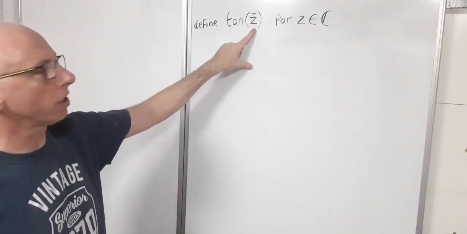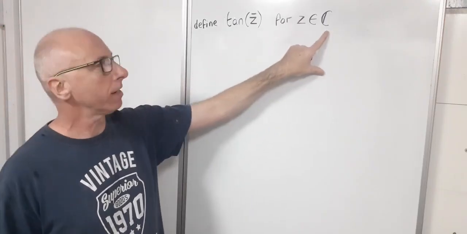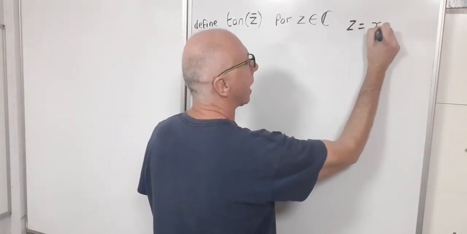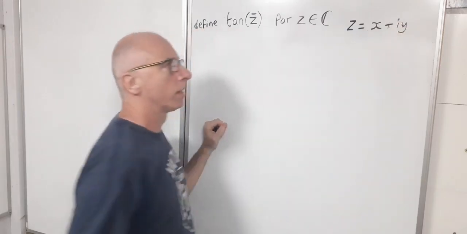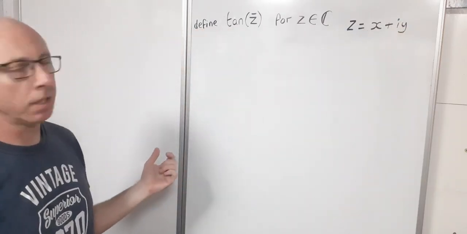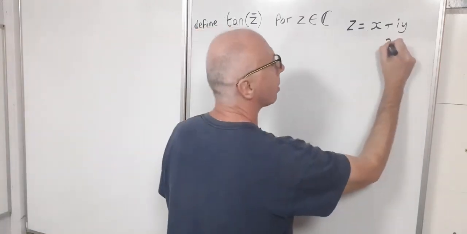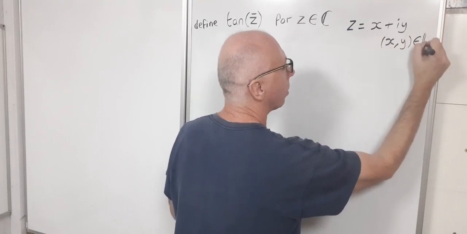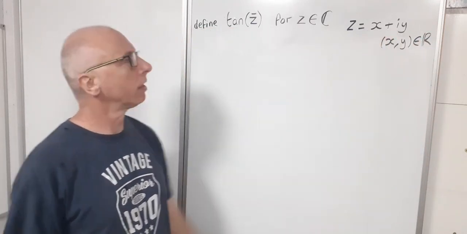So the conjugate of z. Well, first of all, we're dealing in complex analysis. So if we define z as x plus iy, all complex numbers can be defined like that, for x and y in the real numbers. So x and y, they are in real numbers.